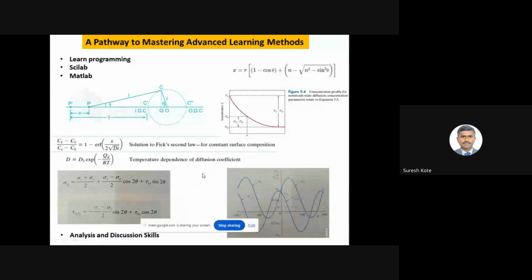Similarly, if I take some other equations, we need to ask the students the nature of the graph, and how it comes about, by asking them to go ahead with programming.